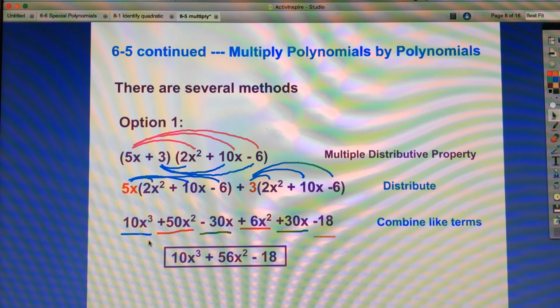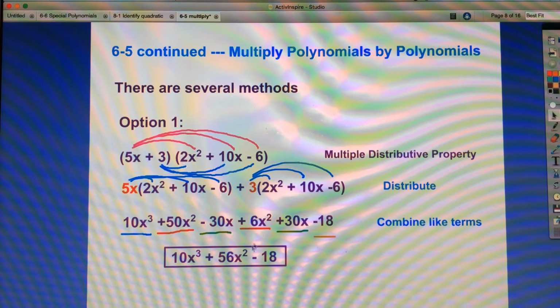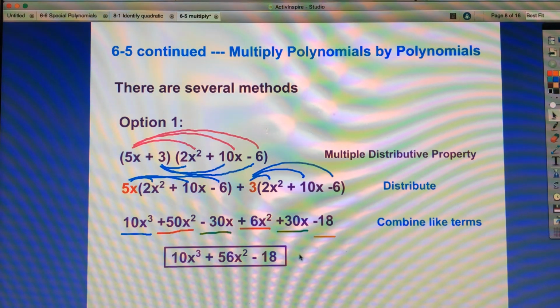10x to the 3rd. 50x squared plus 6x squared, 56x squared. Negative 30, positive 30. Guess what? They just canceled each other out. I have no x in my polynomial answer. I do have a constant, negative 18. 10x to the 3rd plus 56x squared minus 18.